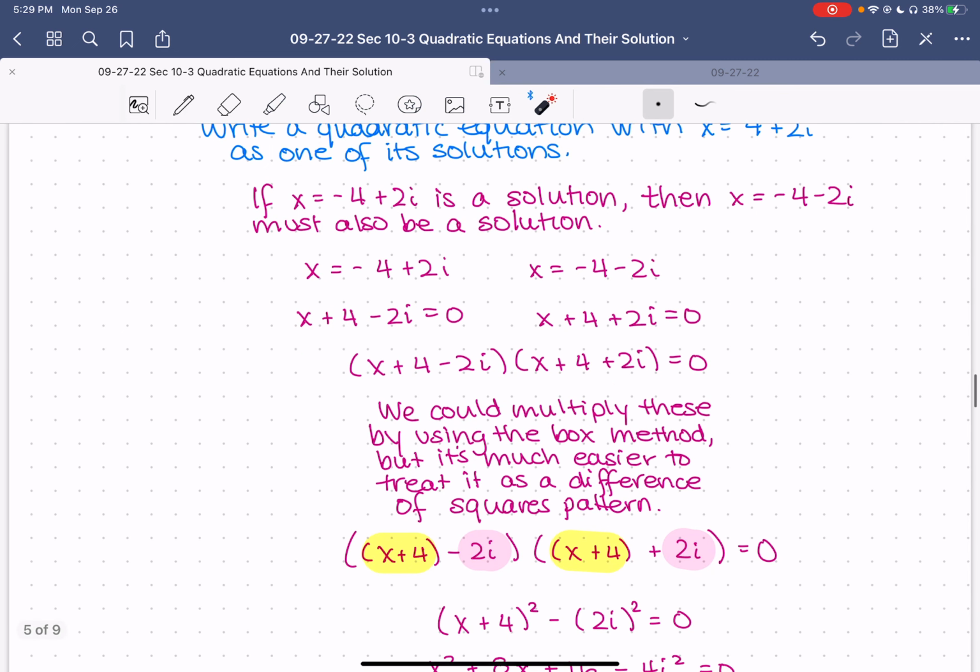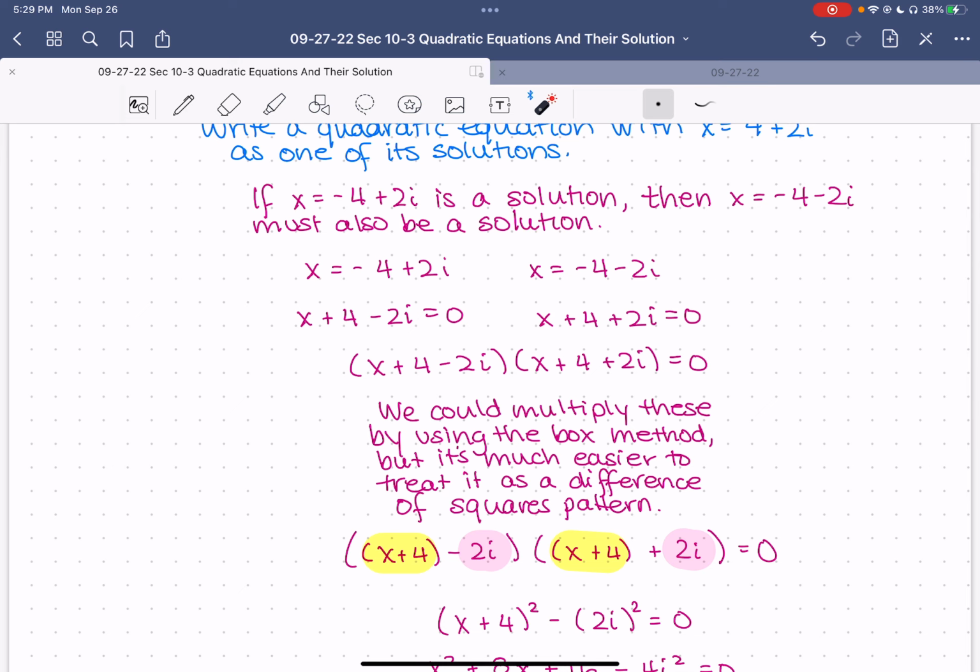Now, I could just multiply these together using the boxes like we did in class yesterday. But there is a nice trick to save you from setting up the boxes and going through all that. We can actually treat this like a difference of squares problem. If we just think of it like this, there's an x plus 4 in both quantities, and then we have a minus 2i and a plus 2i. So group the x plus 4 together, and then we have the 2i's. So this is your a minus b, your a plus b. So it's just a squared minus b squared.